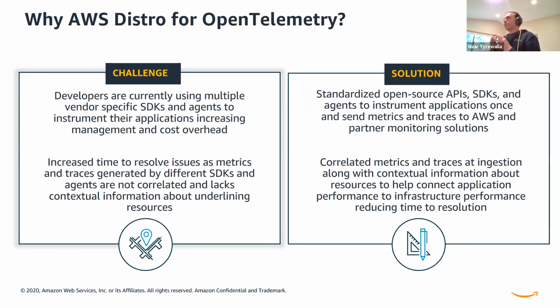So in order to solve the problem, OpenTelemetry comes into the picture. It provides a standardized set of APIs, SDKs, and agents to collect your metrics and traces and send them to multiple destinations at once. So just with a simple configuration change, you can say, I want to send my traces to AWS and Lightstep, and I want to send my metrics to a Prometheus backend or any other vendor-specific backend.